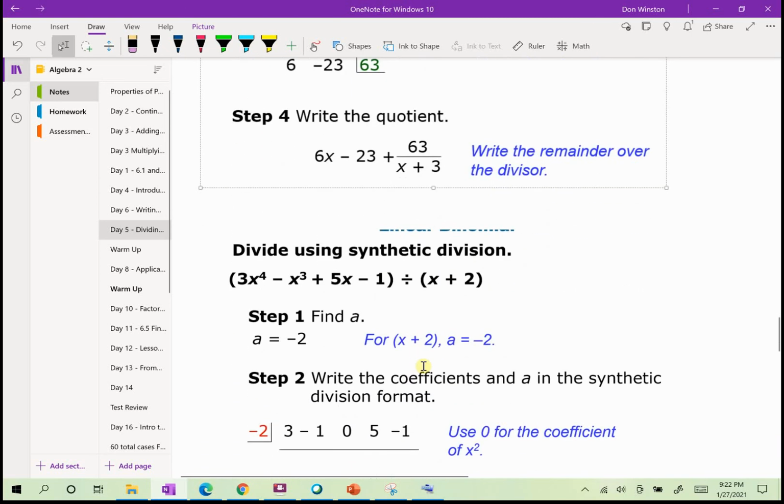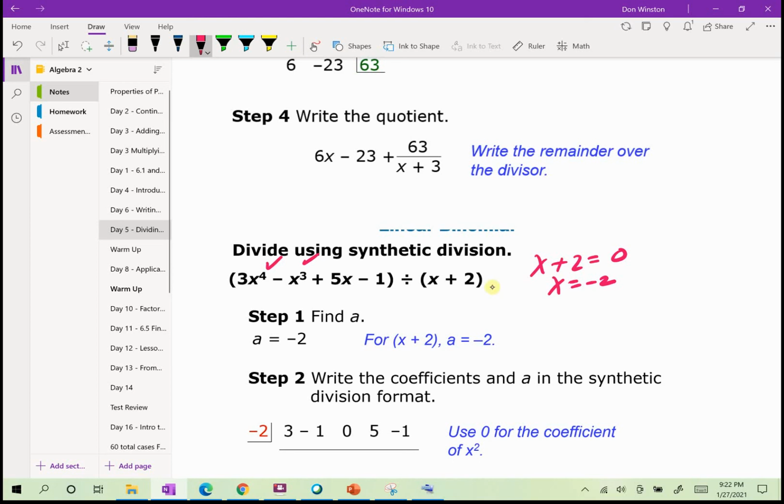Let's look at some more here. So here I'm taking 3x to the fourth minus x cubed plus 5x minus 1, and I'm going to divide by x plus 2. Again, I have to find my potential 0, so my potential 0 will be negative 2. Now I want you to notice here I have the 4, the 3, but I don't have the 2, x squared, so I'm going to have to write that in.